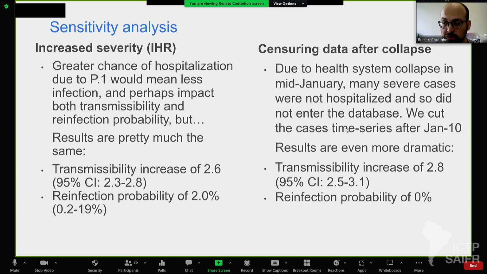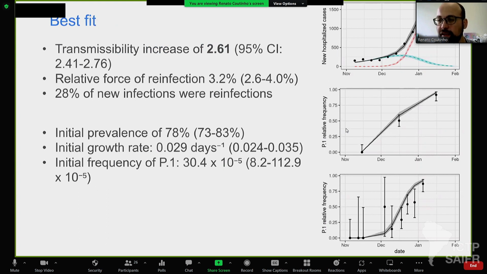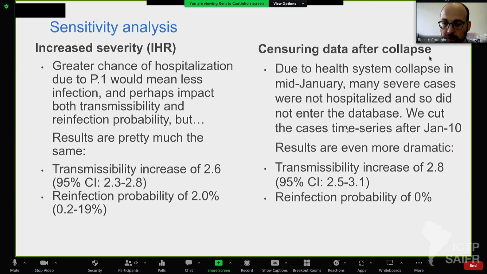But this does reflect in the data that we have. So perhaps the data that we have after this collapse, this was about 10 January, mid-January, maybe this data at the end of January is no longer representative of reality, right? So we try to censor the data. We do the same thing, but without looking at the last 3 points over here, right? Without taking this decay into account, okay? And this gives us an even more dramatic transmissibility increase, lower infection, but higher transmissibility, right?